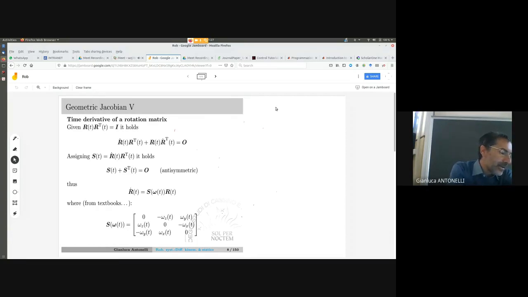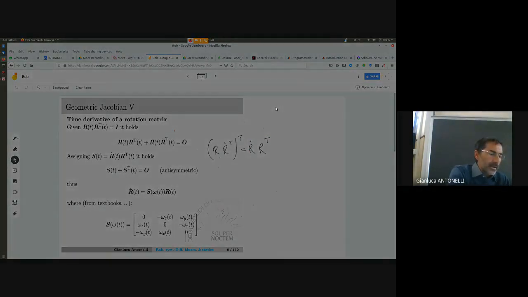Okay, I define this matrix S as R dot multiplied by R transpose, and it can be easily seen that this is the transpose of S. I don't think we need to do it, but okay, let's do it. The transpose of R dot times R transpose: I have to revert the order of the matrix multiplication and transpose each. So this is R dot multiplied by R transpose, that is exactly S.